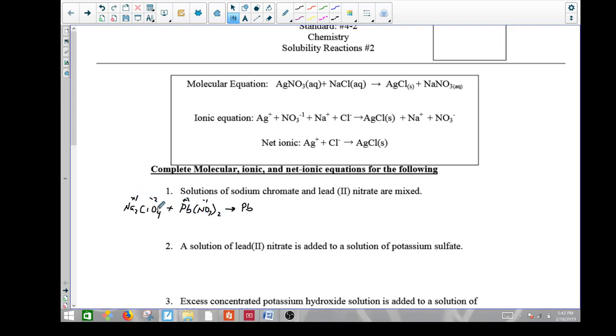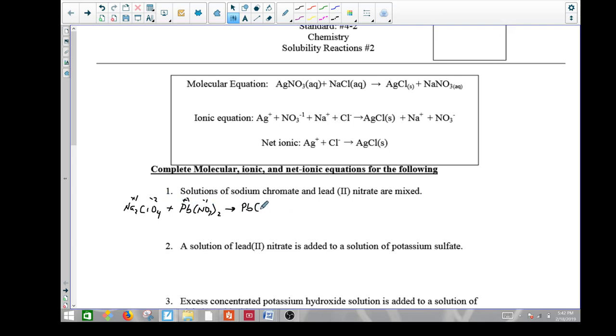With a solubility reaction, there's no change in charge, which we'll see happening in oxidation reduction reactions. You do have change in charge, which means you have changing of electrons, but this is not the case. The charges stay the same all the time. So we're just going to see if the lead can be precipitated with the chromate.